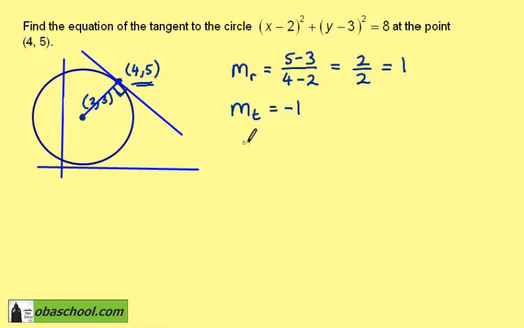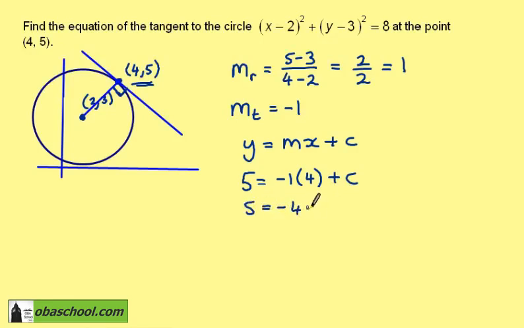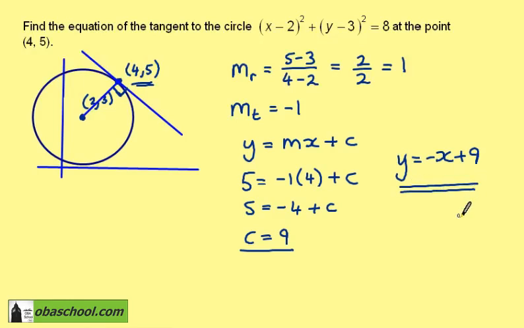It also goes through the point (4, 5). So if we have y = mx + c, 5 is equal to minus 1 times 4 plus c. 5 equals minus 4 plus c, so c is equal to 9. We know the gradient and the value of c, so we get y = −x + 9 as the equation of our tangent to the curve.